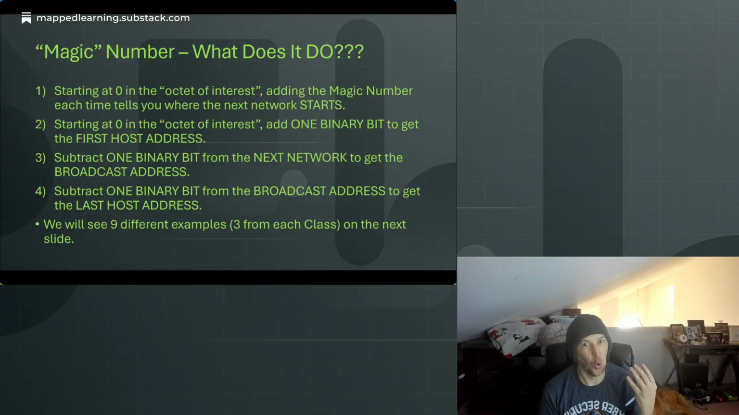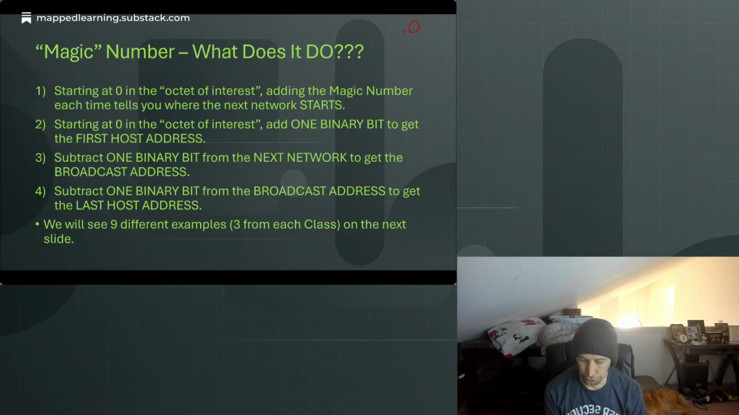Now, we know what the magic number is, we know how to calculate it, and we know how to use it in an IP address. Well, what does it do for you when you're subnetting? Why do they call it the magic number? All right, so we're going to start. I'm just going to work at the octet of interest from the previous example, so it's going to be .0 here. Just stick with me on this.